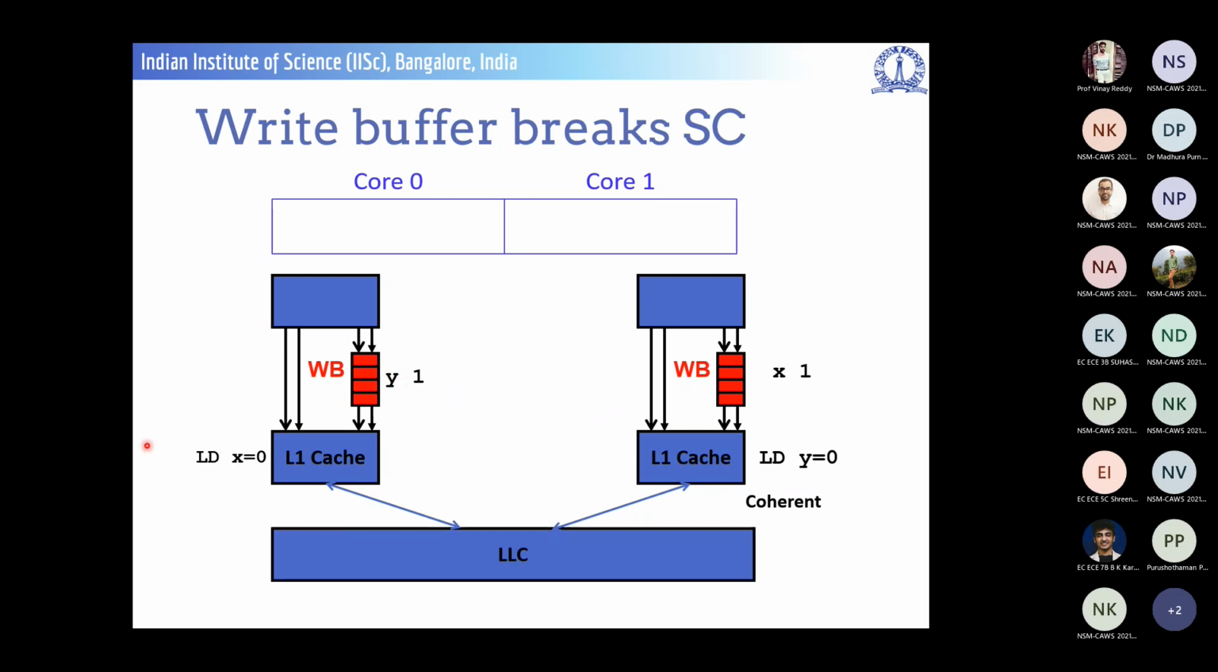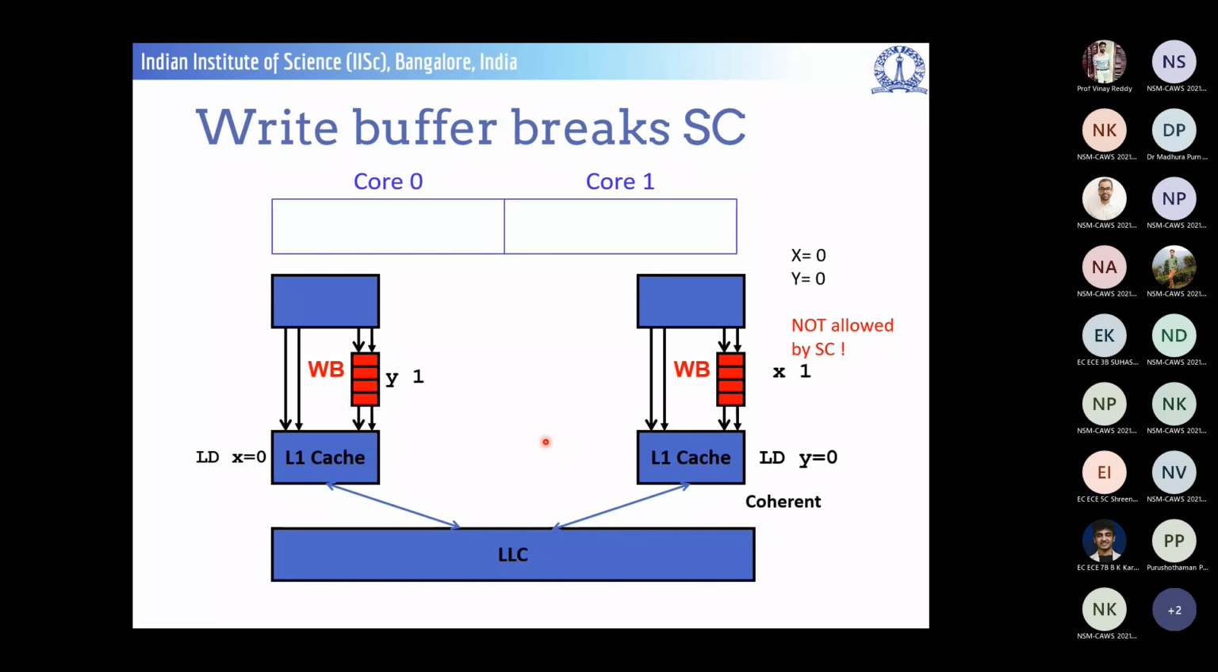Y equals 1 hasn't happened in the memory subsystem, so it's actually going to return 0. And this is a coherent system. It's cache coherence, by the way. But you can still get the value 0 0. So the write buffer basically breaks the sequential consistency model.